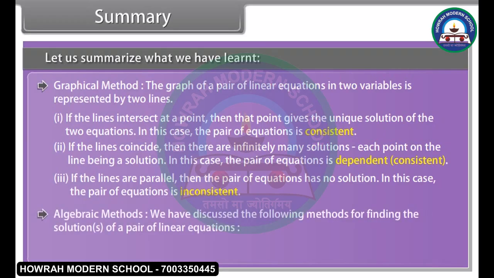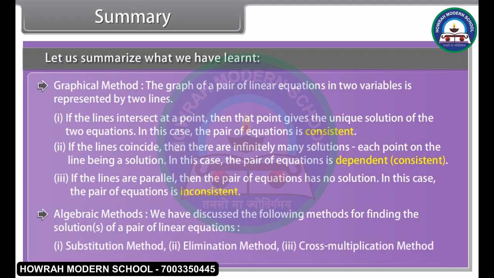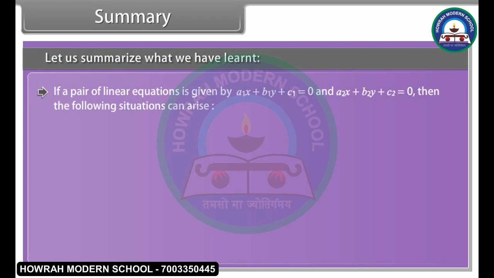Algebraic methods. We have discussed the following methods for finding the solutions of a pair of linear equations. 1. Substitution method. 2. Elimination method. And 3. Cross multiplication method. If a pair of linear equations is given by a1x plus b1y plus c1 is equal to 0, and a2x plus b2y plus c2 is equal to 0, then the following situations can arise.